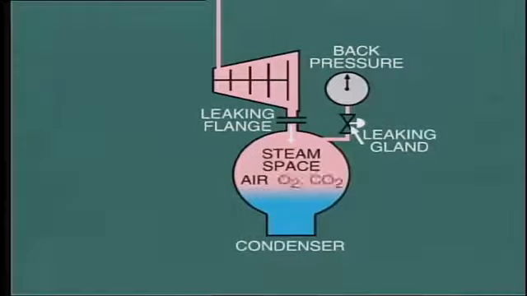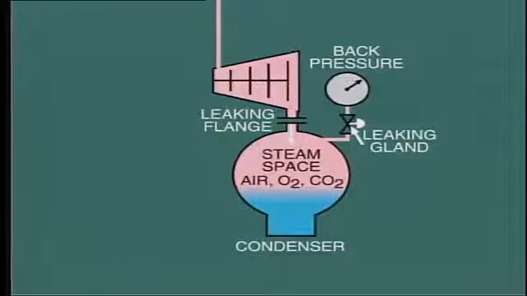Also, some incondensable gases, such as oxygen and carbon dioxide, may be released from the steam as it condenses. There is a tendency for these gases, plus any small amount of leakage air, to accumulate inside the steam space and eventually cause the back pressure to rise, reducing turbine efficiency.